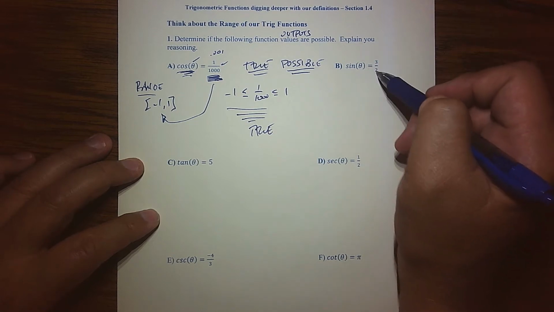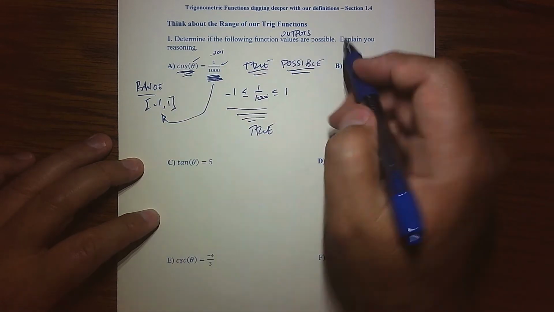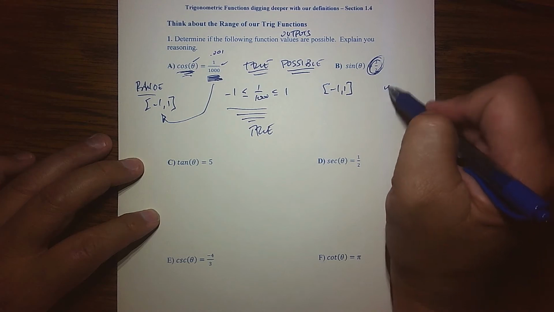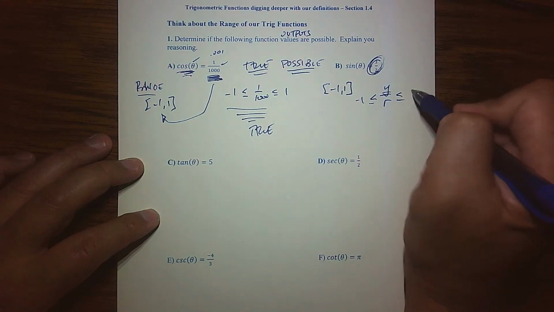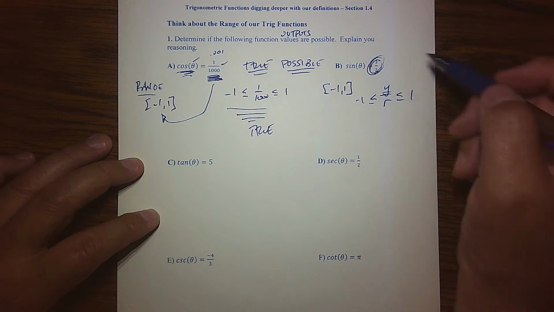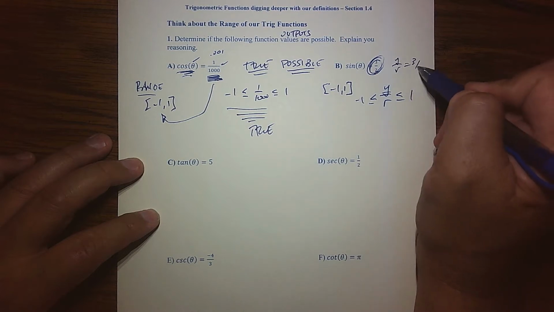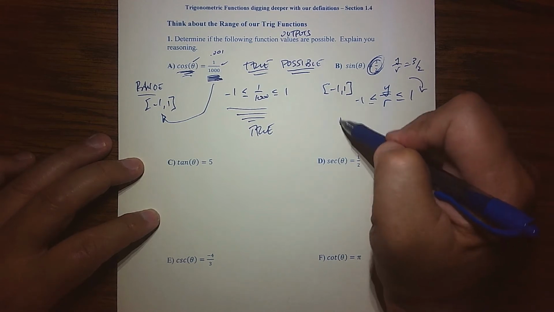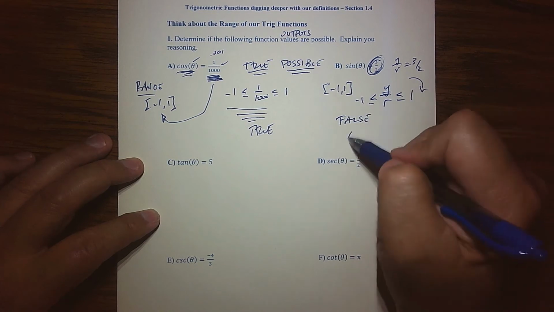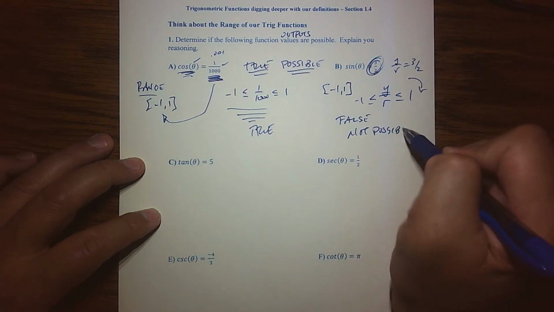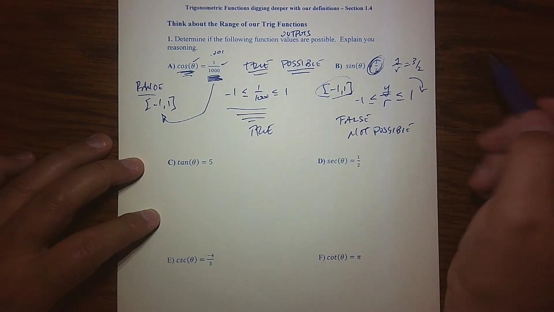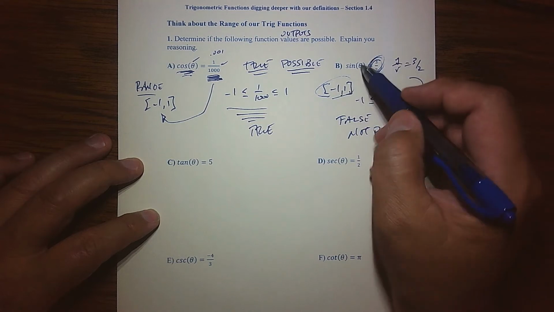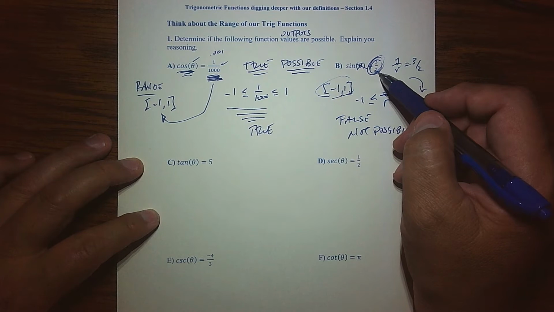Sine of theta equals 3/2. Well, again, sine and cosine are very similar. The range is -1 to 1. So that means that this ratio, y over r, has to be sitting between -1 and 1. However, y over r at the moment is equal to 3/2, which is actually larger than 1. So this is a false statement, or you can say it's not possible. Why? Because the only possible outputs are from -1 to 1. You're giving me an output that's not there. So there's not an angle theta that can ever produce 3/2.